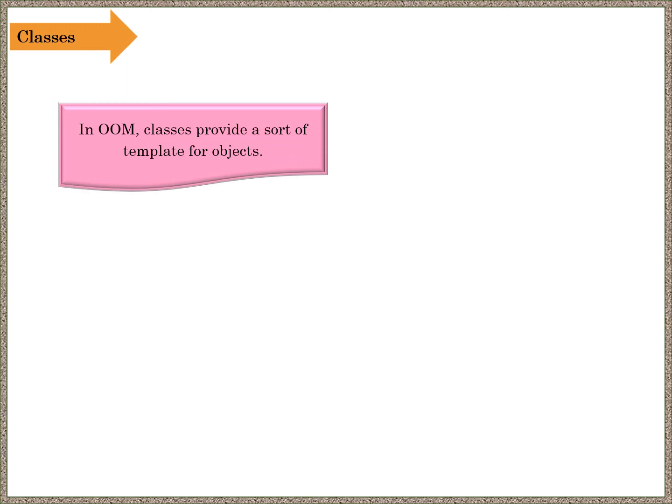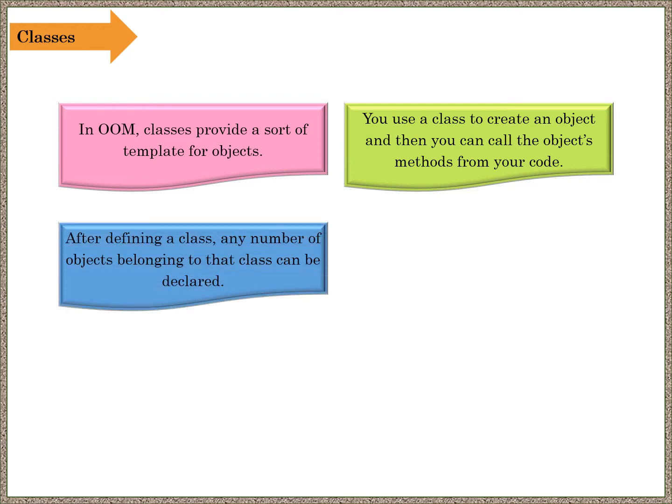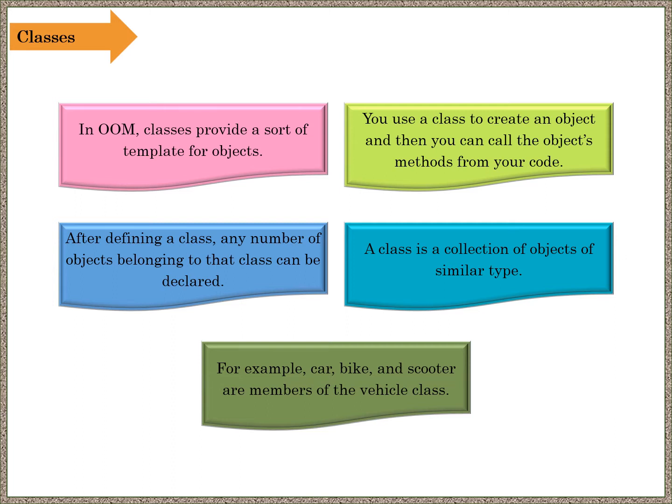Classes. In OOM, classes provide a sort of template for objects. You use a class to create an object and then you can call the object's methods from your code. After defining a class, any number of objects belonging to that class can be declared. A class is a collection of objects of similar type. For example, car, bike, and scooter are members of the vehicle class.